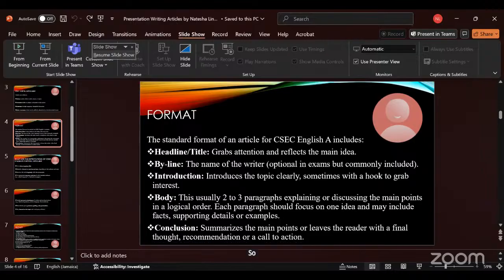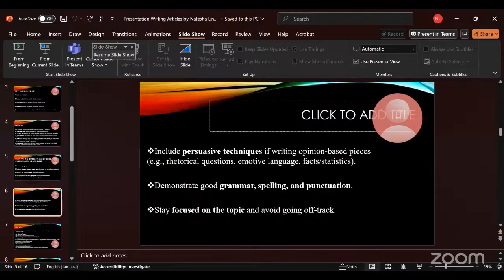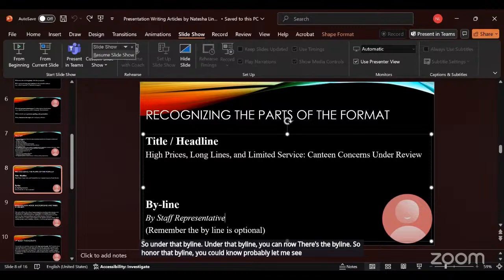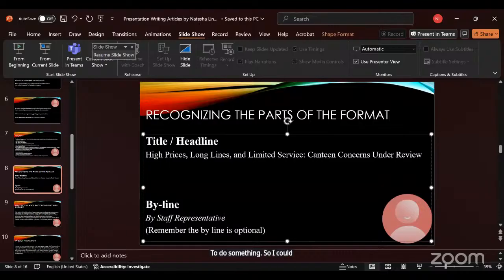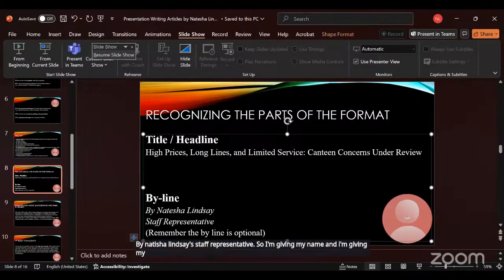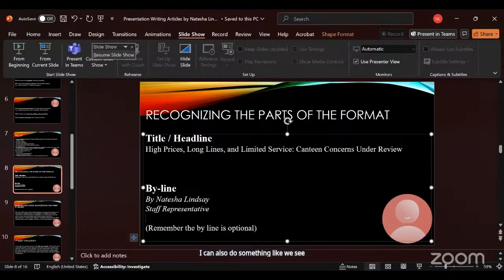So under that byline, let me see if I can fix this to do something. I'm going to change it in your presence. So I can say by Natisha Lindsay, staff representative. So I'm giving my name and I'm giving my role in the organization. I can also do something like we see, and I can also do that.